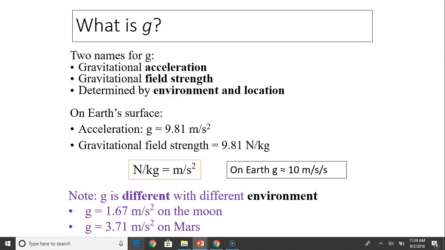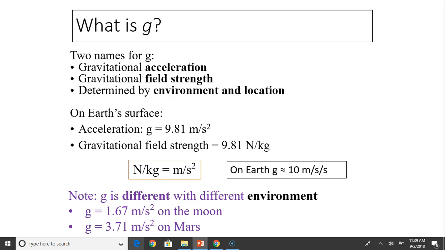What is g? Two names for g. Again, gravitational acceleration or gravitational field strength. It is determined by two things, environment and location. On Earth's surface, the Earth is the environment, the surface is the location. Acceleration g is 9.81 meters per second squared. Another name for g, gravitational field strength, is 9.81 newtons per kilogram. The two are equivalent, so newton per kilogram is equivalent to meters per second squared.